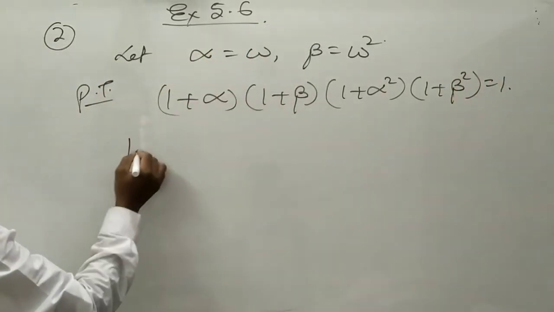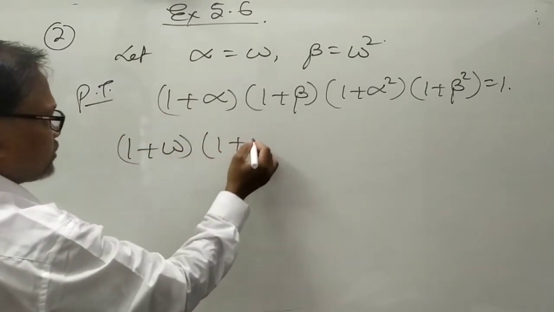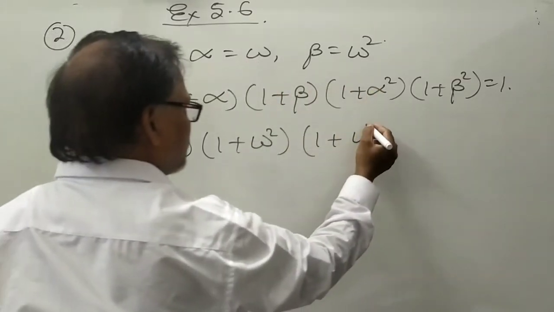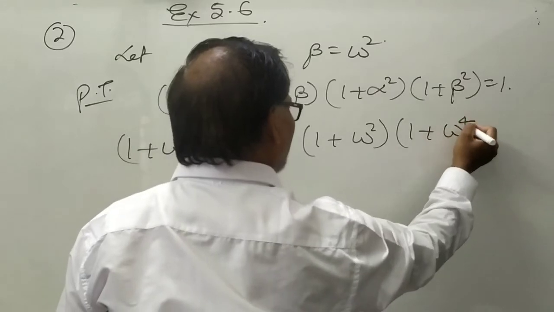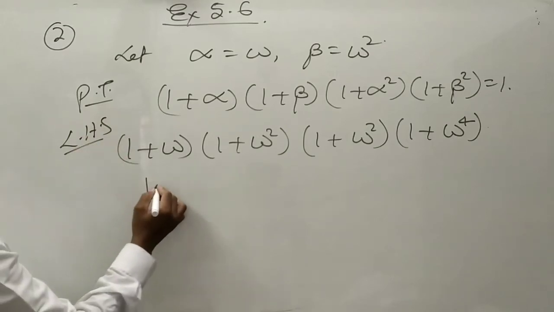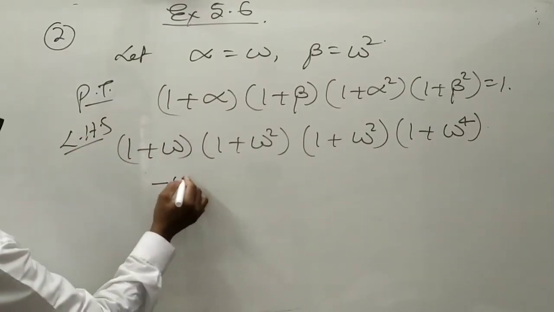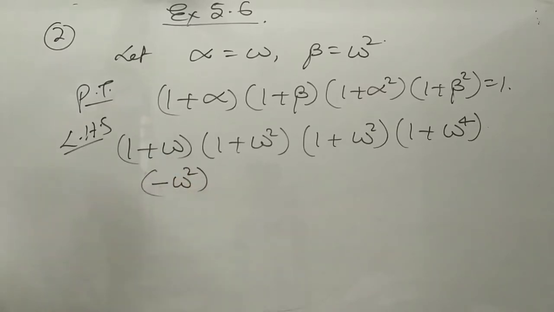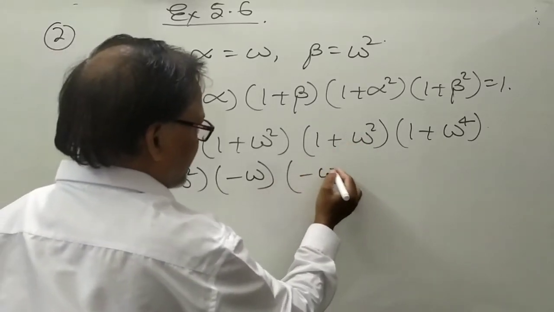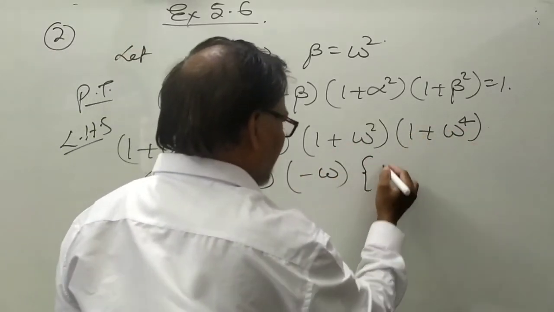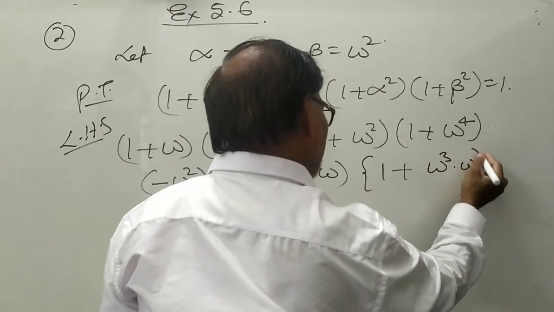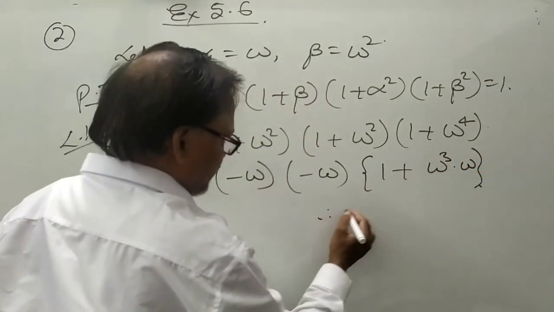So put the values: (1 plus omega)(1 plus omega square)(1 plus omega to the power 4) and so on, on the left hand side. Then 1 plus omega, in place of this you can write minus omega square, as told just now from the relation. And in this, minus omega, and this one you can write as 1 plus omega cube into omega, so it will change into omega only.